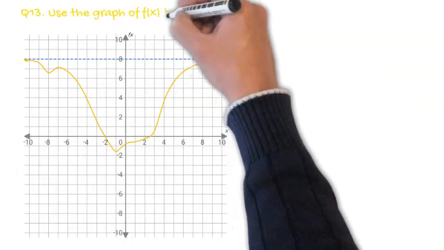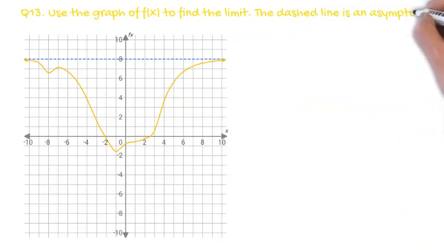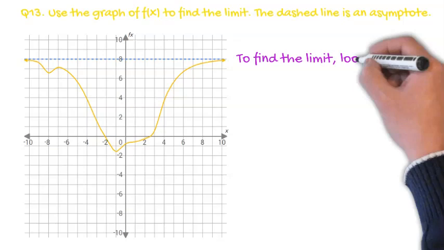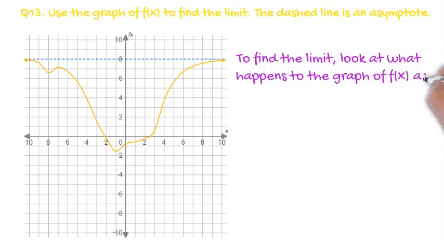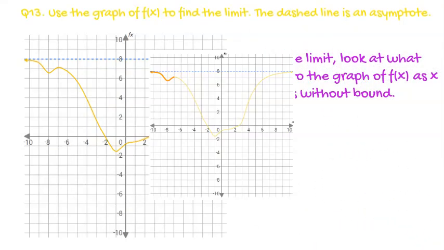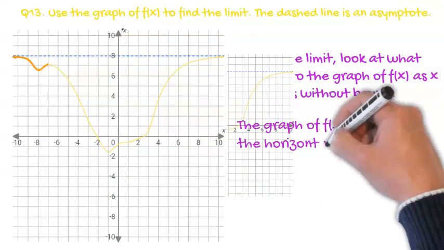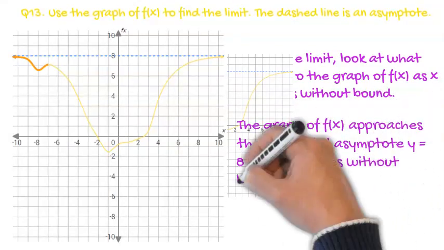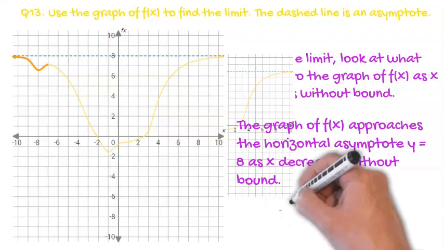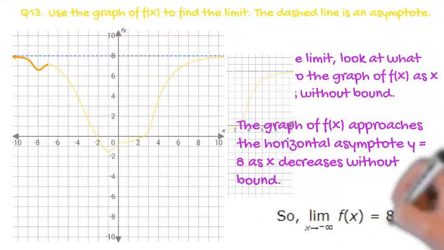Use the graph of f(x) to find the limit. The dashed line is an asymptote. To find the limit, look at what happens to the graph of f(x) as x decreases without bound. The graph of f(x) approaches the horizontal asymptote y equals 8 as x decreases without bound. So the limit equals 8.